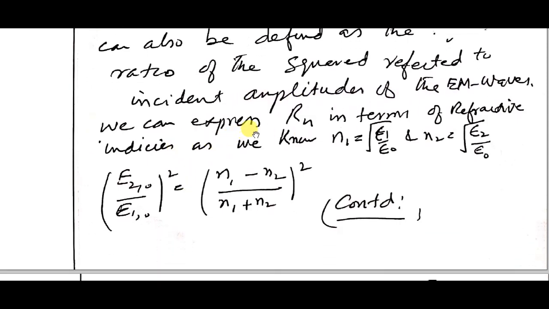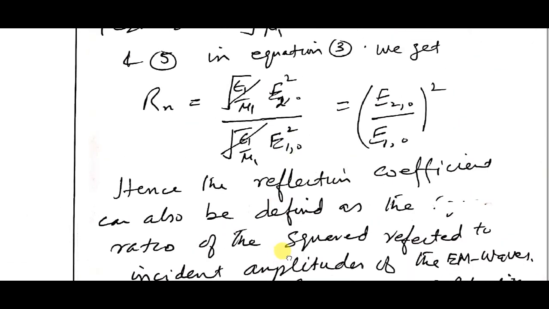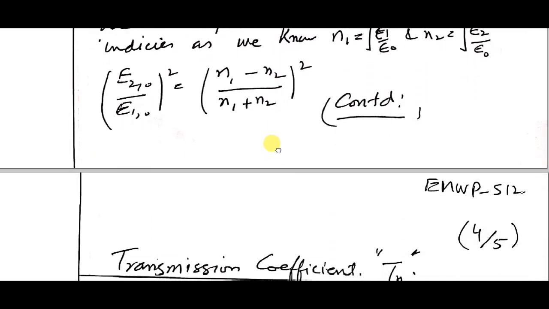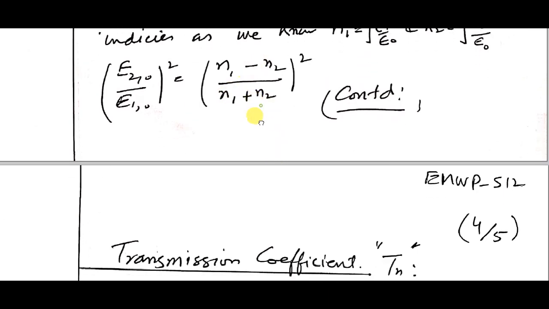We can express the reflection coefficient in terms of the refractive indices, as we know that n1 is equal to the square root of epsilon 1 over epsilon naught, and n2 is equal to the square root of epsilon 2 over epsilon naught. So what we have is that E2 0 divided by E1 0, whole square, is given as n1 minus n2 divided by n1 plus n2, whole square. We also mentioned the refractive indices in the previous topic.